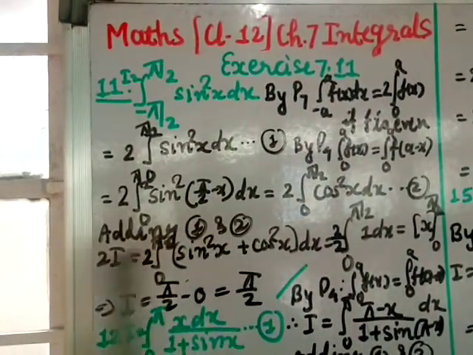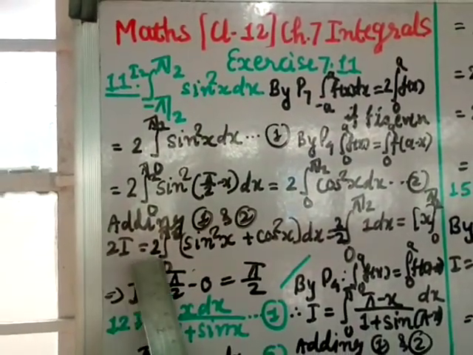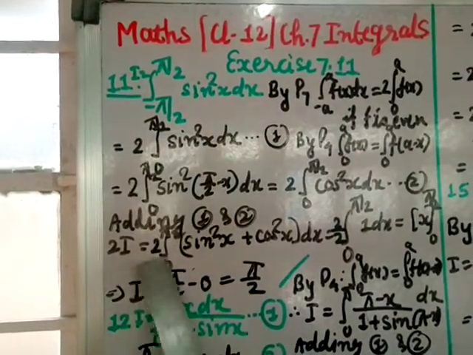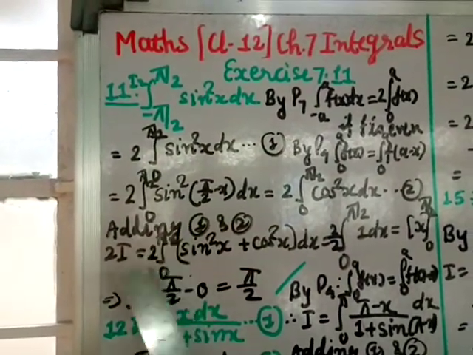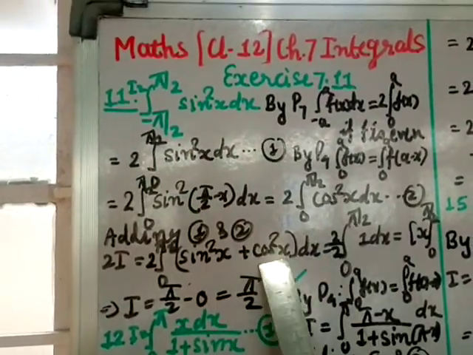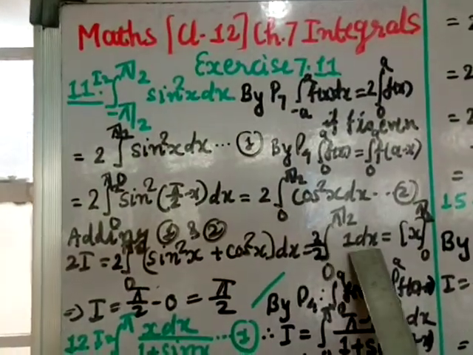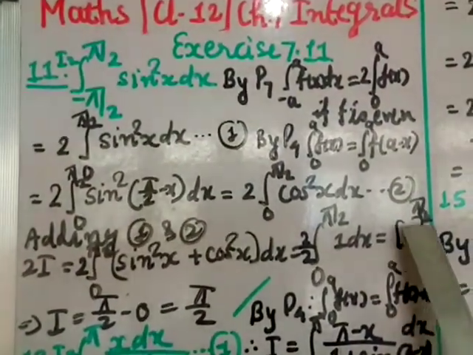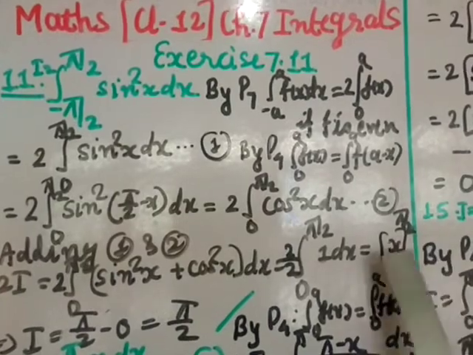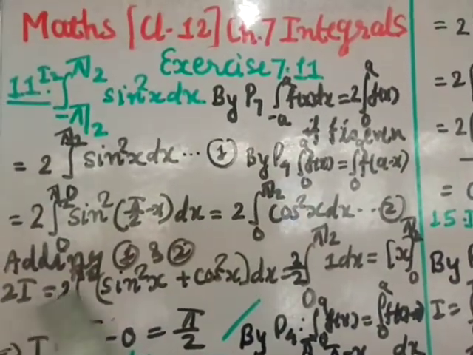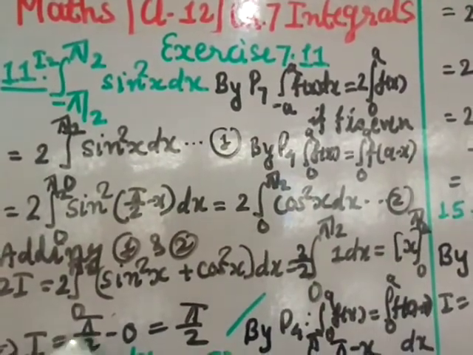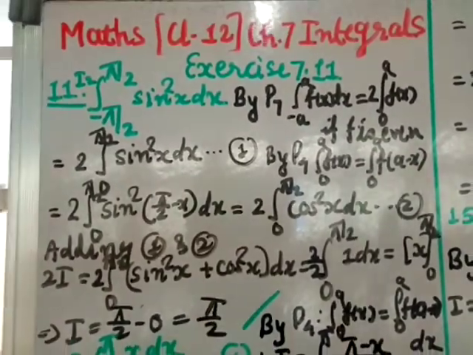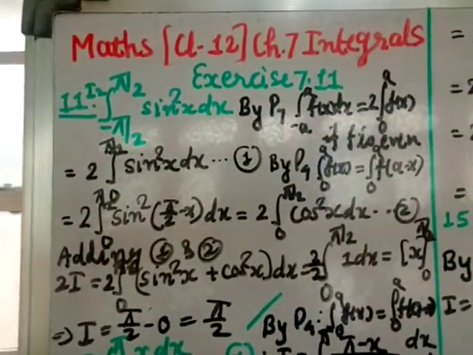On the left hand side, I plus I is 2I. Both have 2 common, and the integral is also common, 0 to pi by 2 of sin square x plus cos square x. Sin square plus cos square is 1, dx. The integral of 1 is x, from 0 to pi by 2. So put pi by 2 minus 0, and these 2 and these 2 will cancel. So I is equal to pi by 2. That is the answer for question number 11.